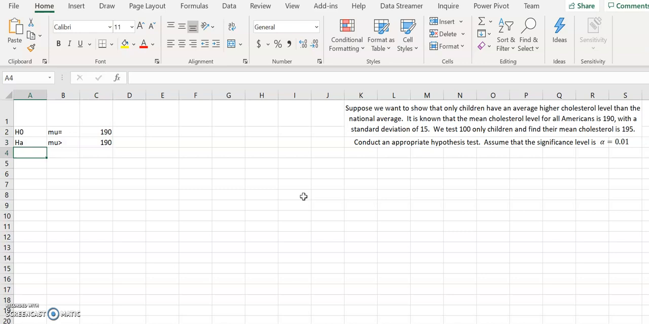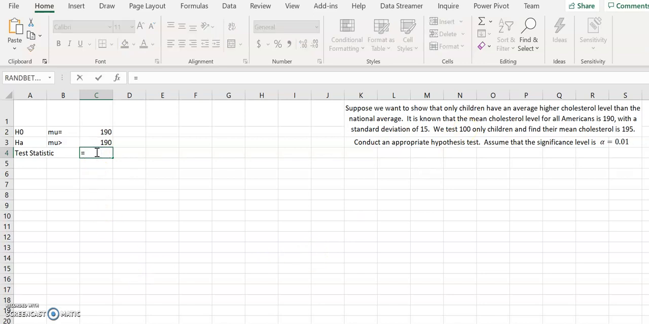Then we're going to have to calculate our test statistic. This is going to be a z-test. And again, it's a z-test because we have the population standard deviation and the sample size is very large. So the test statistic for the z-test and the t-test is calculated exactly the same way. It is the difference between the sample mean, which we're given here, minus the null hypothesis mean, divided by the population standard deviation in this case, divided by the square root of the sample size, which is 100.